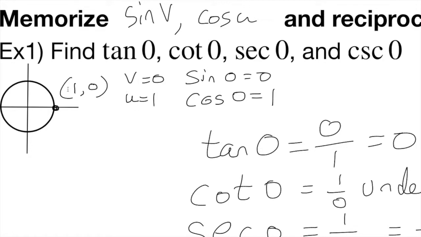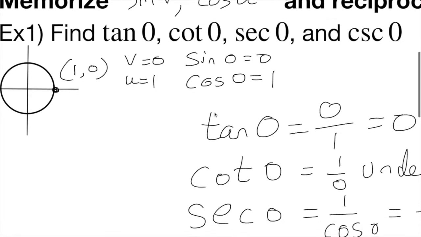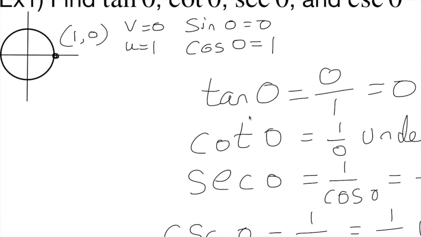So therefore, u is 1, v is 0. So sine of 0 is equal to 0, and cosine of 0 is equal to 1. That's old stuff. The new stuff is that now we can start combining them into these other functions too. They all have applications, but for right now, this is how they're defined.